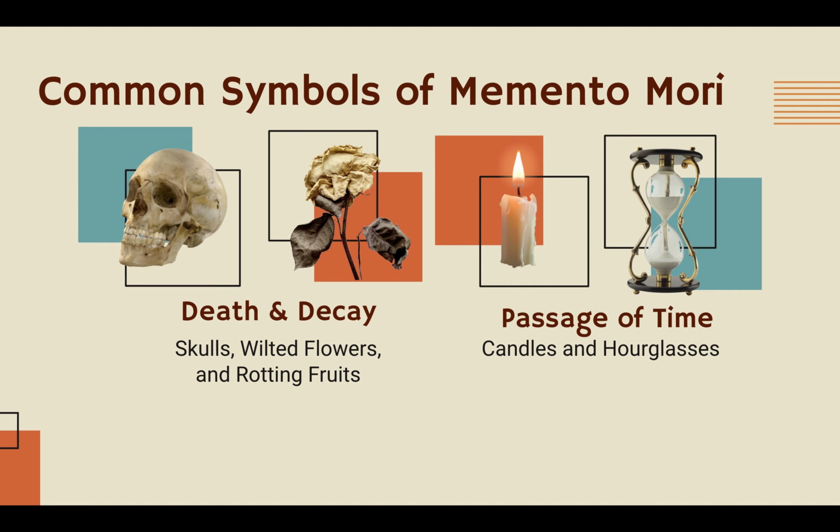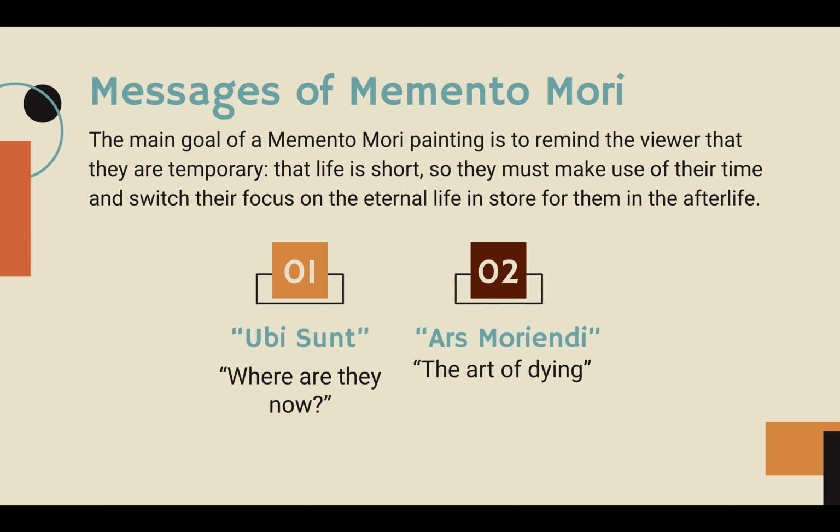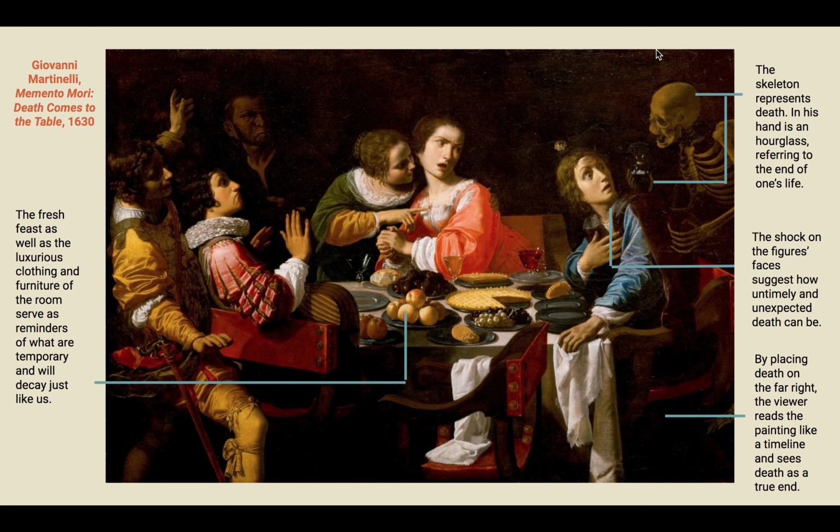There are two main categories for common symbols in Memento Mori paintings. The first category, death and decay, was symbolized with skulls, wilted flowers, and rotting fruits. And the other was passage of time, which was symbolized with candles and hourglasses. The main goal of a Memento Mori painting is to remind the viewer that they are temporary, that life is short, so they must make the best use of their time and switch their focus from the temporary nature of Earth to the eternal life in store for them after they die.